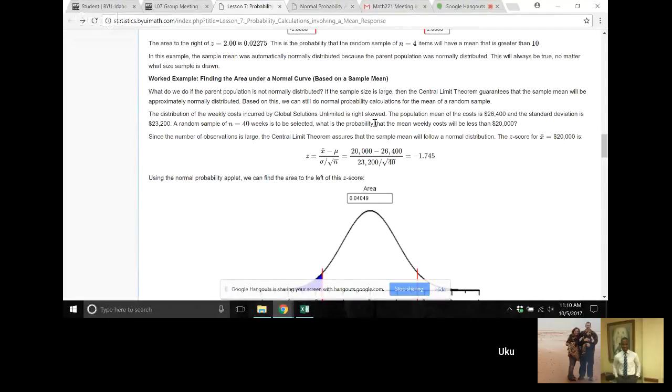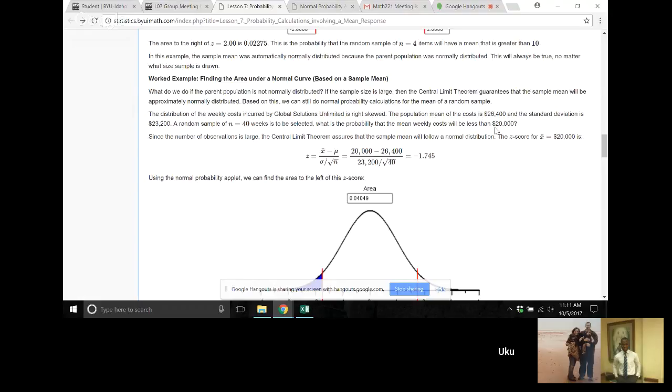Yep. So they give this right here, and then since the number of observations is large, which I think our observation is large, it shows that the sample mean will follow a normal distribution. So the z-score was automatically 20,000 here. How the heck did they get this without any calculation here?